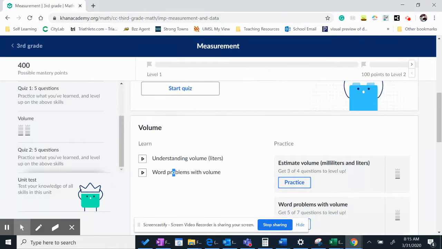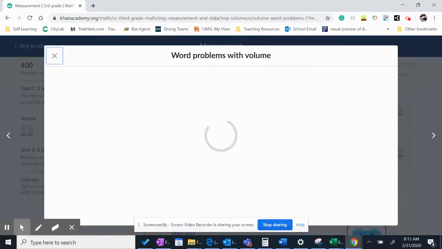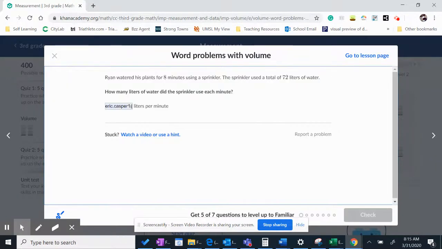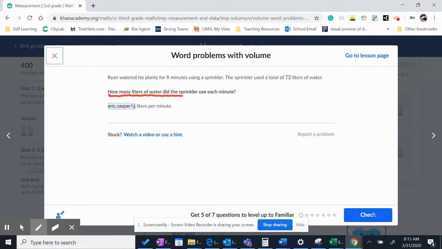Now, to move on to our next section, word problems with volume. Let's pull up here, and we can break this down. I can do this first one for everybody. Ryan watered his plants for 8 minutes using a sprinkler. The sprinkler used a total of 72 liters of water. Okay, so remember what we've been practicing with word problems. Underline what we're trying to figure out. How many liters did the sprinkler use each minute? And that "each" is important.